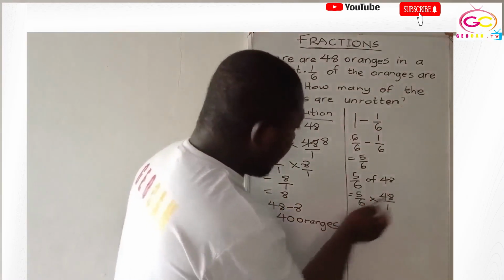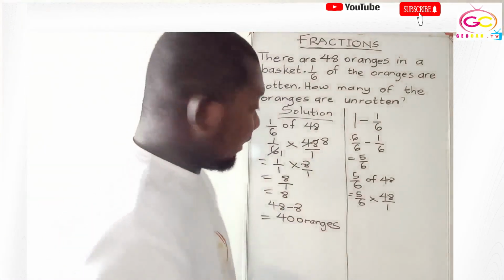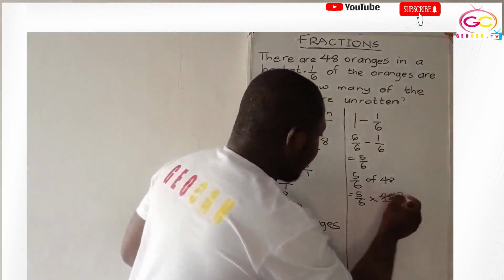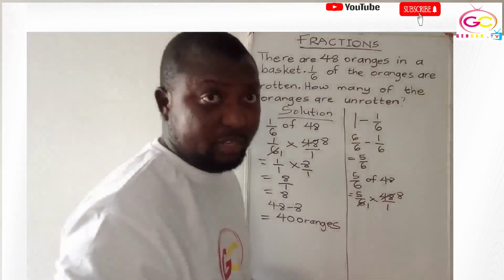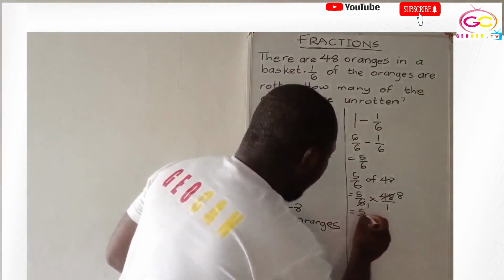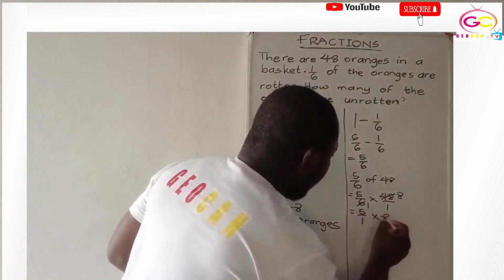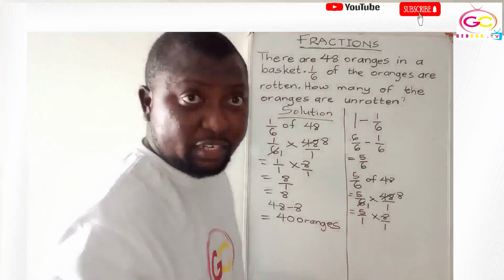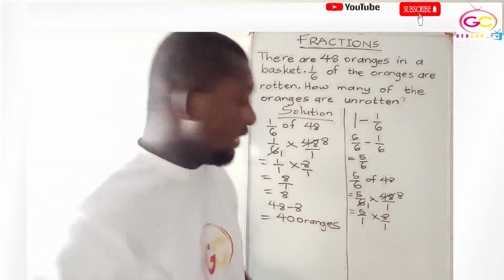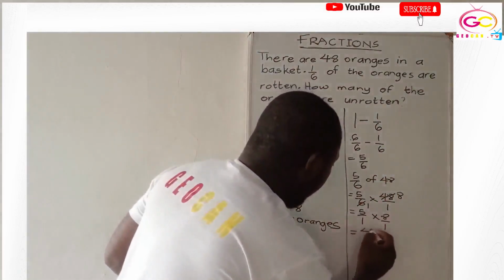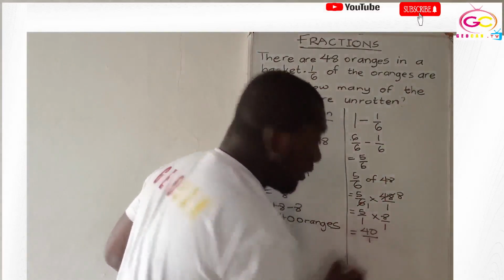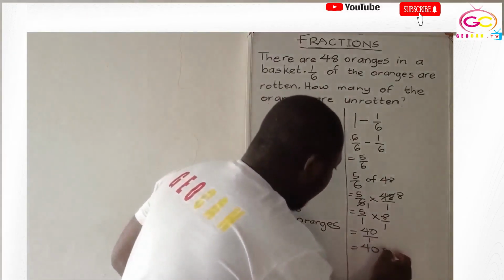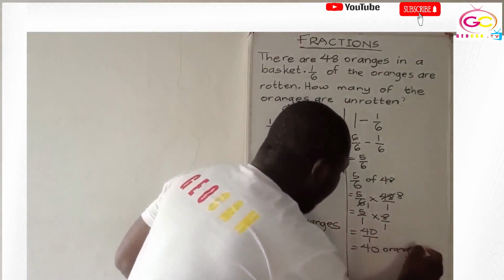So vertically is impossible, but diagonally, it is possible. 6 can go into 48. 6 will go into 48 8 times. 6 will go into itself once. So now we have 5 over 1 times 8 over 1. Can we cancel again? No, we can't cancel again. So now you can multiply the numerators and multiply the denominators. That's all. So 5 times 8 will give us 40. Over 1 times 1 will give us 1. Now, 40 over 1 is equal to 40. So 40 oranges.